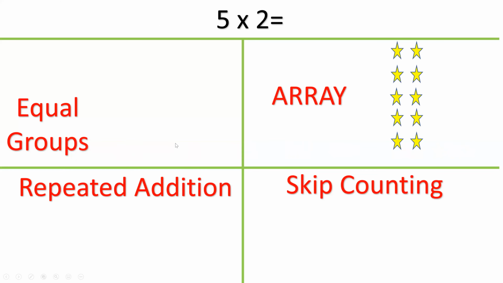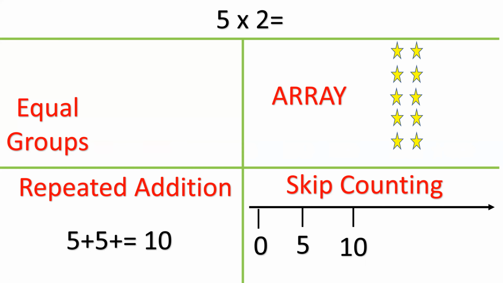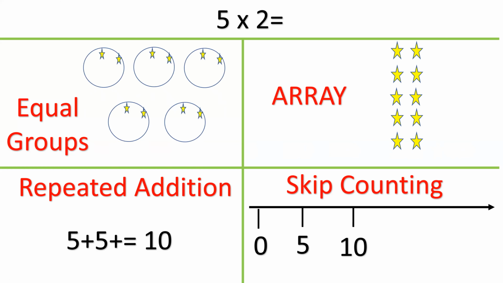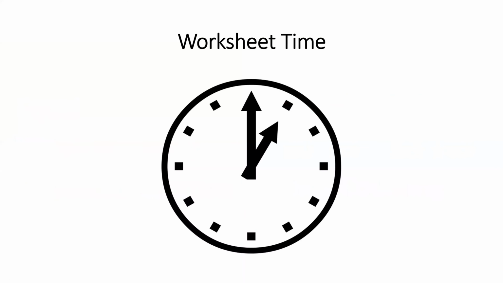We have 5 stars in 2 rows, in 2 columns. We have 5 plus 5, which equals 10. Our number line, 5, 10. Equal groups, we have 5 groups of 2 stars, so 5 times 2 equals 10. Amazing. Now pause the video and begin your worksheet.